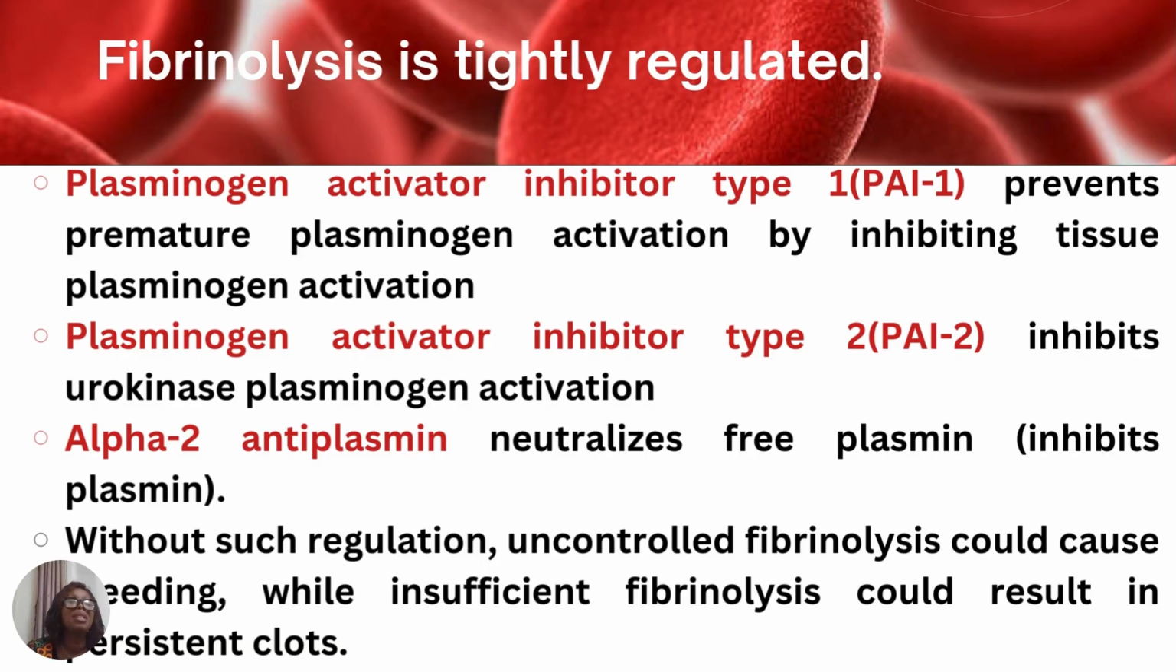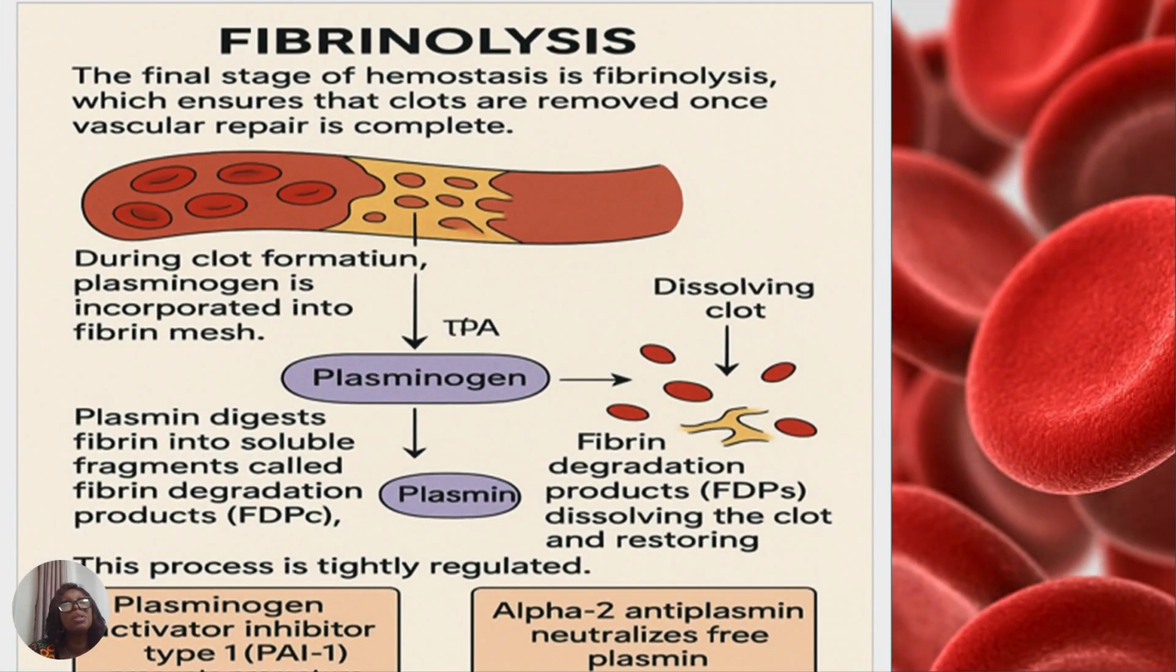Then we have the third protein that is involved in regulating fibrinolysis, alpha-2 antiplasmin. Alpha-2 antiplasmin neutralizes free plasmin, that is, it inhibits plasmin itself. Now, without this type of regulation, uncontrolled fibrinolysis could cause bleeding, while inefficient fibrinolysis can result in persistent clots, forming thrombosis. So these two processes need to be balanced. And the presence of these activators and inhibitors help to do what? To balance this process.